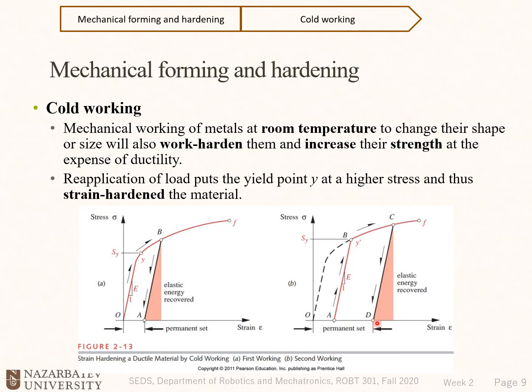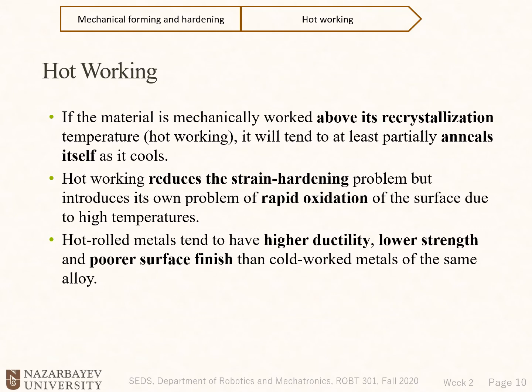As we said, we could retrieve the original stress strain curve by an annealing process, which is a kind of heat process. If we do the annealing, then the material will go back to the original stress strain curve O, B, C, F, and we could apply other types of heat treatment processes, or some surface hardening processes or mechanical processes. Another type of mechanical process is hot working.